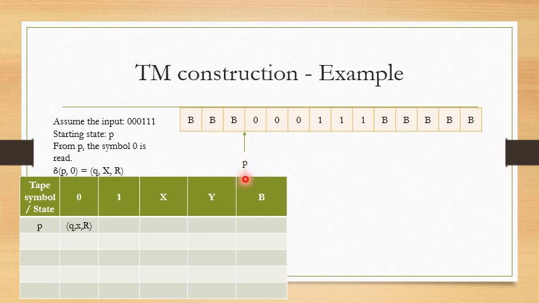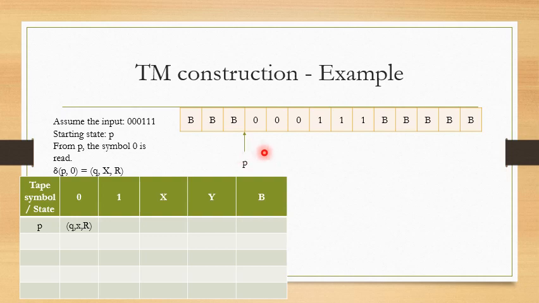The initial state I am choosing is state P. From state P, using the tape head, I am reading the input 0. So the transition will be delta of P comma 0 is equal to Q comma X comma R. Whenever I read a 0, to mark that I have read it, I replace the 0 by X. So the 0 is now replaced by X. After replacing with X, I have to move the tape head to the right.